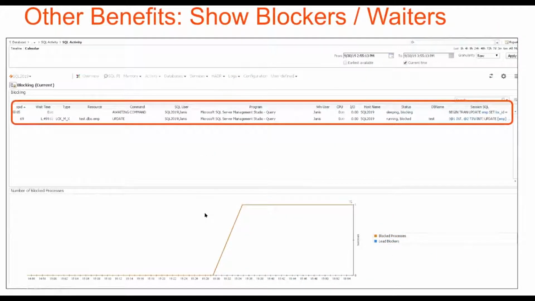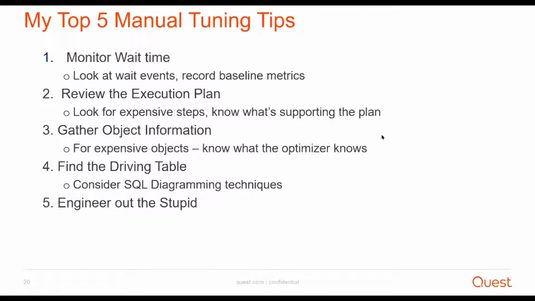Okay, you can also see blockers and waiters. And you can see the exact time it started blocking and how long they blocked. So here you can see that this SPID 65 is blocking, and it was actually blocking this SPID 69. And you can actually get the SQL statements that are involved.